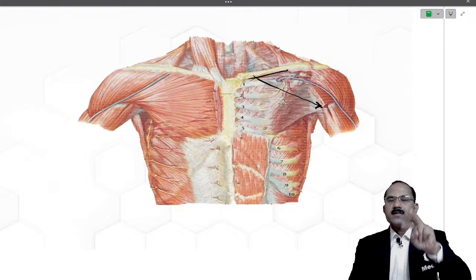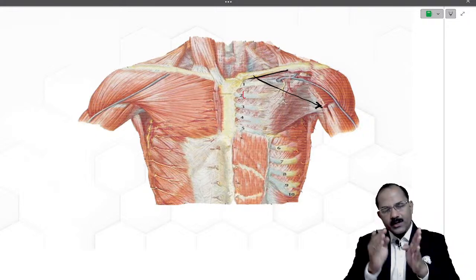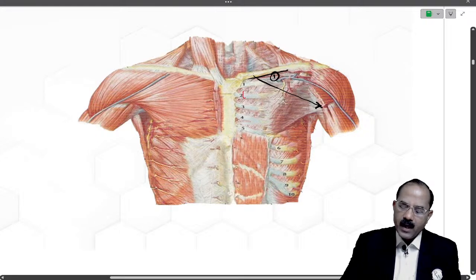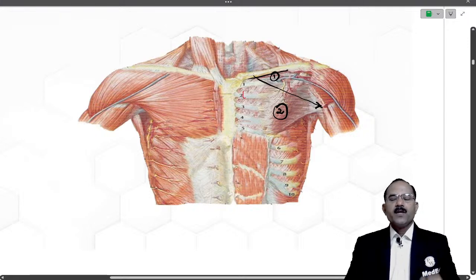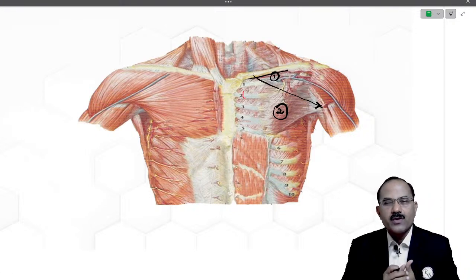There are two muscles enclosed by this clavipectoral fascia. The first muscle is the subclavius and the second muscle is the pectoralis minor. So two muscles are enclosed by the clavipectoral fascia: the subclavius and the pectoralis minor.